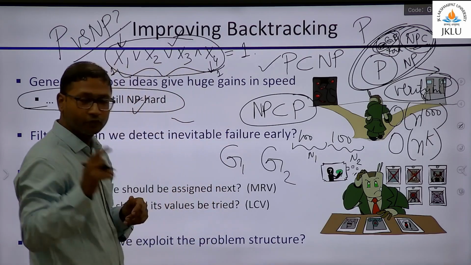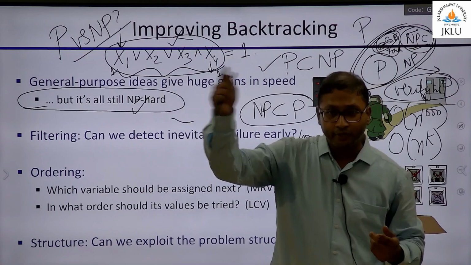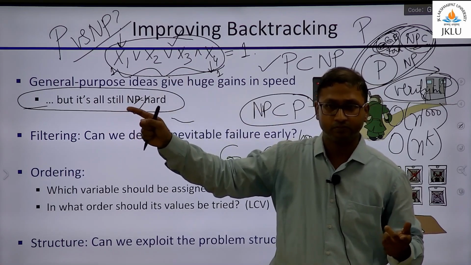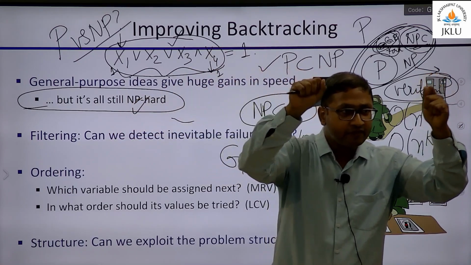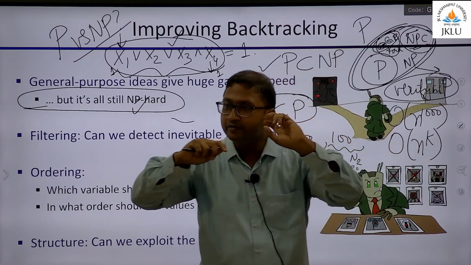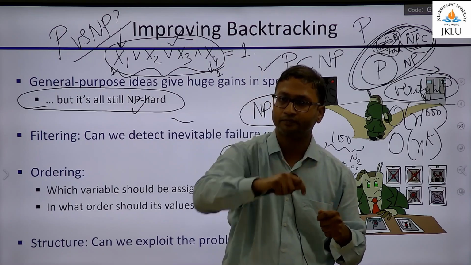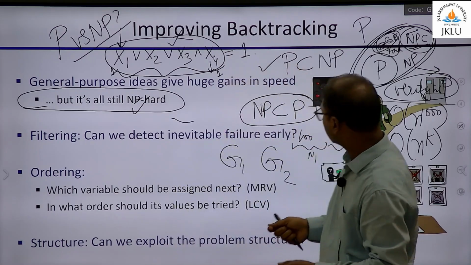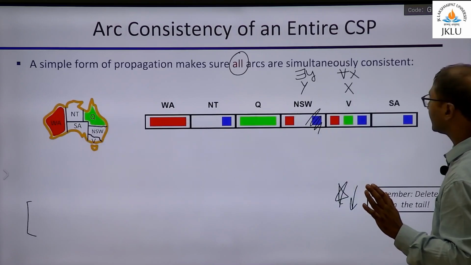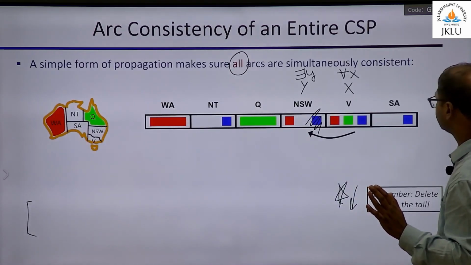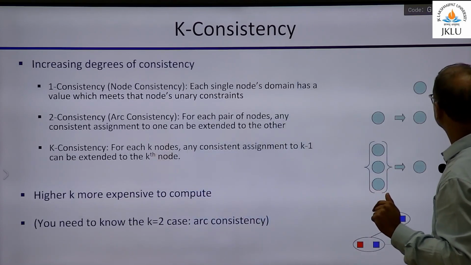How do you prove NP hardness? Reducing problems into each other. Problem 1, problem 2. You find a way to convert problem 1 to problem 2 and problem 2 to problem 1. But again, as I said, this is not a course on complexity theory. We are not doing reductions. Why is NP completeness important for our thing? Because we are going to talk about K consistency.